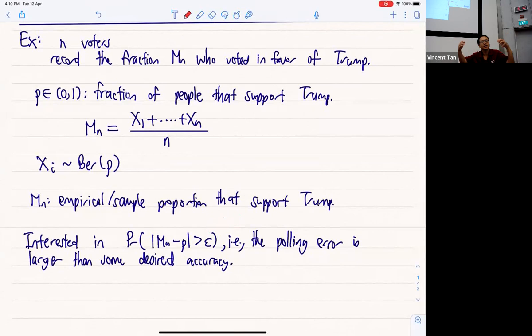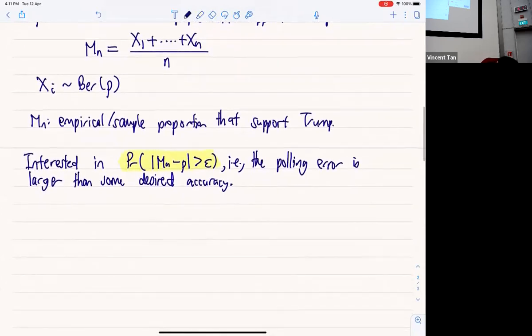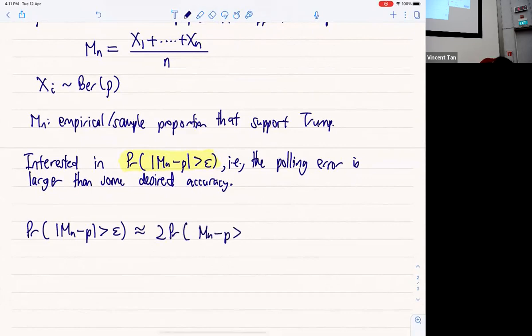So we want to understand how many people we should poll in order to come close to the actual proportion, which is called P here. We are interested in this probability, and we are going to control it using the central limit theorem. So let's control this in a systematic fashion. Here we are going to make some assumptions: the probability that Mn minus P is bigger than the polling error epsilon is roughly 2 times the probability that Mn minus P is bigger than epsilon. Here we are assuming that the distribution of Mn is symmetric around P, like a Gaussian, so the left side and right side have the same probability.